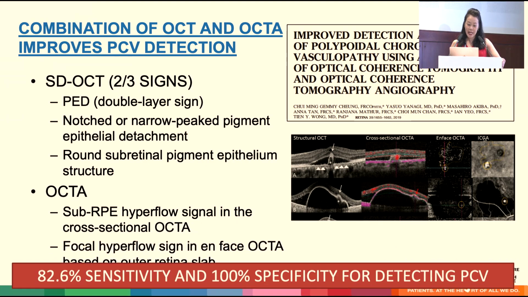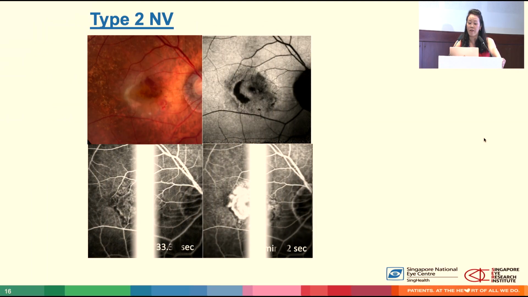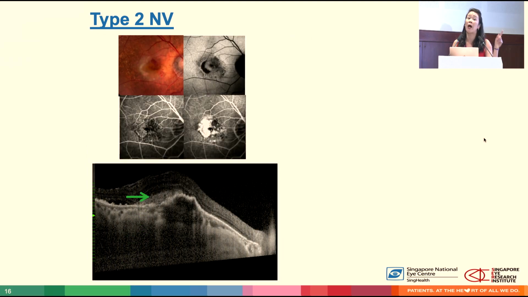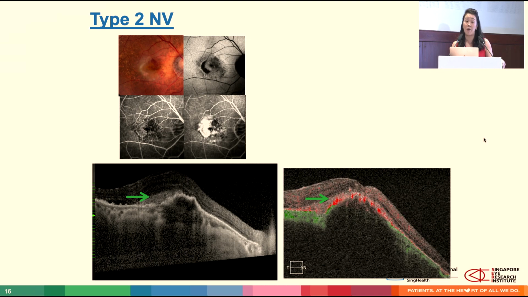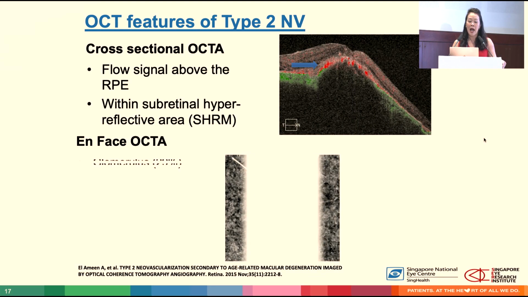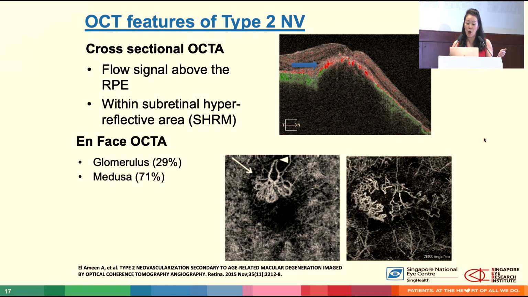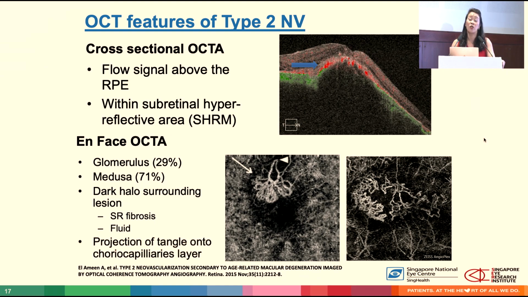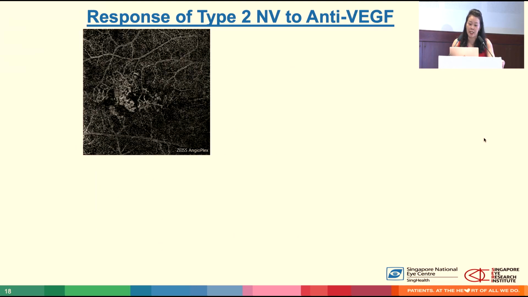I'll go on to the next case, and you can see in type 2 neovascularization, when there is a lesion above the RPE, it looks on OCT like subretinal hyperreflective material. You can see when you do OCTA, the flow is within the SHRM, and then you can see a nice membrane over there. And you can see the flow is above the RPE, and there are again different patterns that you can see. And the dark halo around is actually a specific sign which is indicative of activity on OCTA.